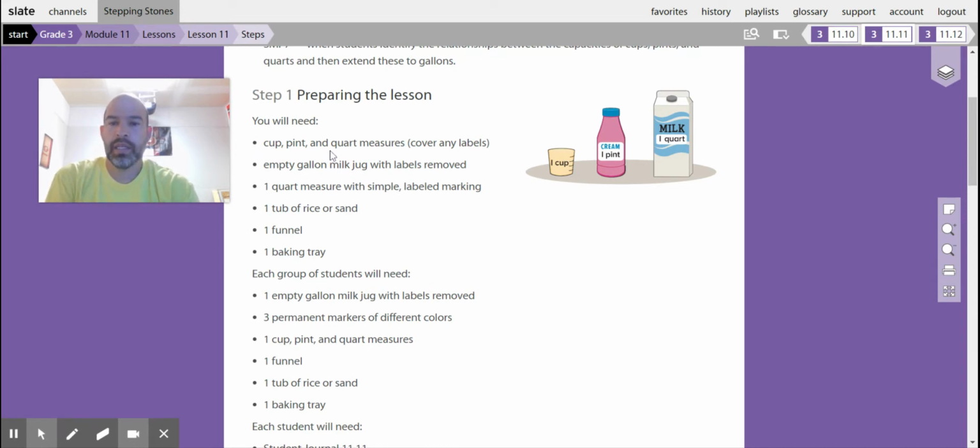Cup, pint, and quart measures, cover any labels, okay? And then an empty gallon milk jug with label removed. One quart measure with simple label markings. One tub of rice or sand. One funnel. One baking tray. These can be some things that would make this lesson a little bit easier for you to navigate. Ask your parents' permission as always. If for some reason you have too much difficulty with this, feel free to go back and do the maintain concepts and skills pages that you haven't done yet.